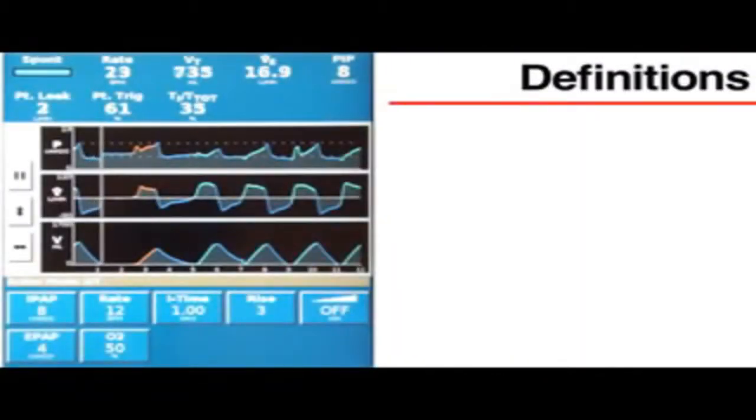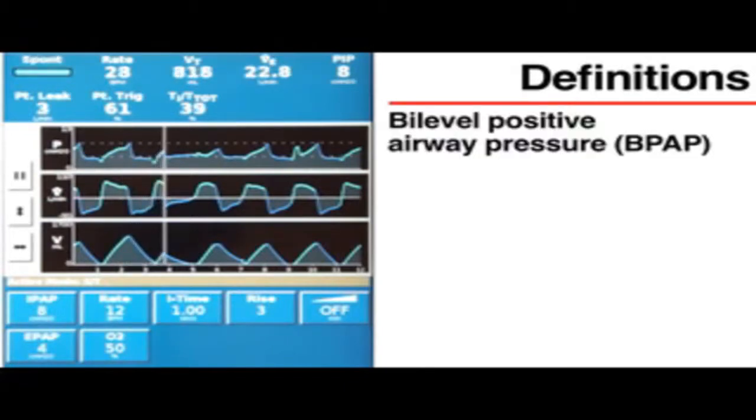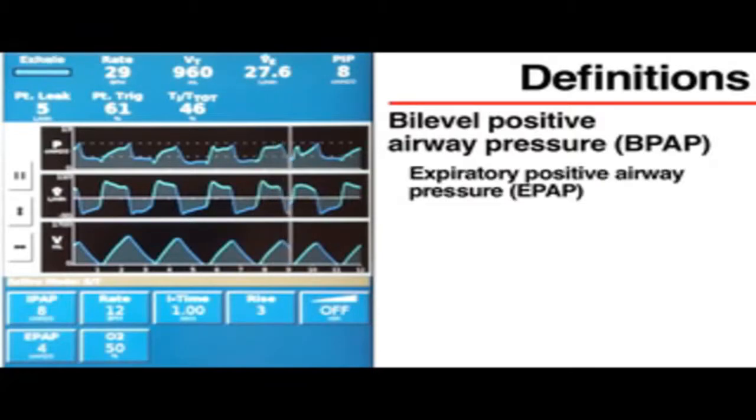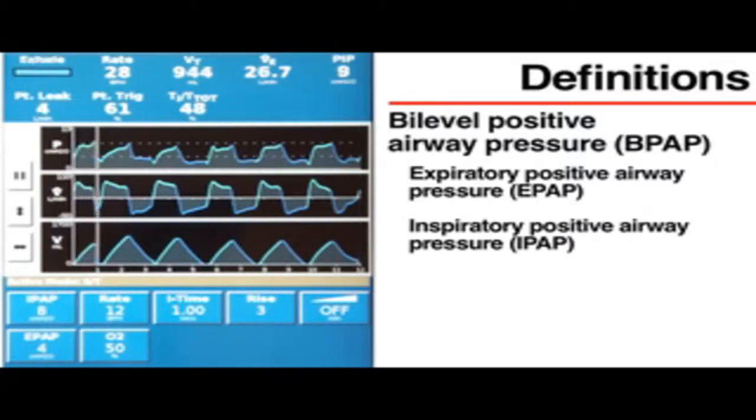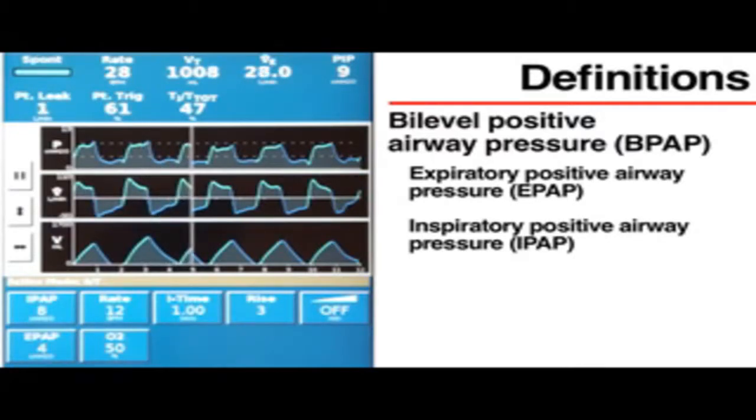In common use and in this video, the term NPPV refers to bilevel positive airway pressure, or BPAP, the term that we will use from this point forward. In BPAP, the ventilator cycles between two pressures, delivering an expiratory positive airway pressure, or EPAP, during expiration, and a higher inspiratory positive airway pressure, or IPAP, during inspiration. The difference between EPAP and IPAP provides pressure support to the patient, thereby increasing tidal volume and directly supporting ventilation.